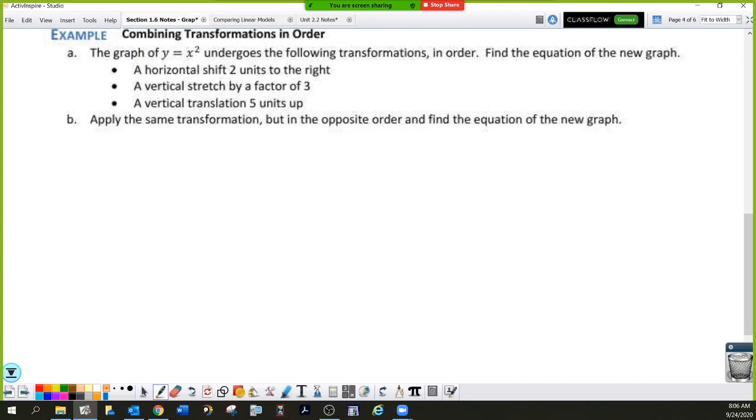So I'm going to say g of x equals, so the first thing we're going to do is rename it to g of x. And this is going to be the function notation rule. G of x is going to be done by, see, shift 2 units to the right. Left and right is an x change. X changes are inside, and they are opposite. So if I'm going to the right, I'm not going to add 2 to my x, I'm going to subtract 2.